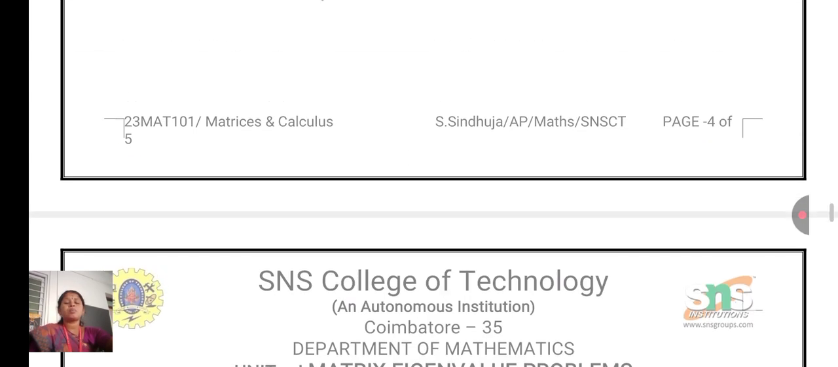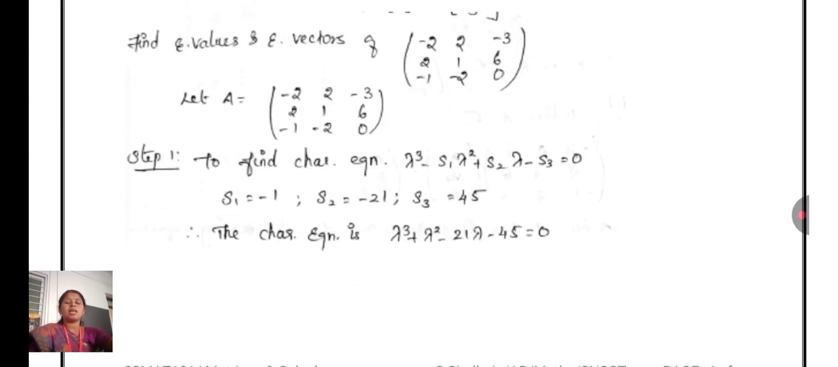Here in this problem we are given the matrix A equal to [-2 2 -3; 2 1 6; -1 -2 0]. Since it is a 3 by 3 matrix, our characteristic equation formula is lambda cube minus S1 lambda square plus S2 lambda minus S3 equal to 0. Here S1 is the sum of main diagonal elements, which is -1. S2 is the sum of minors of main diagonal elements, which is -21, and S3 is the determinant of A, which is 45. Substituting all these S1, S2, S3 in the characteristic equation formula, we get a cubic equation.